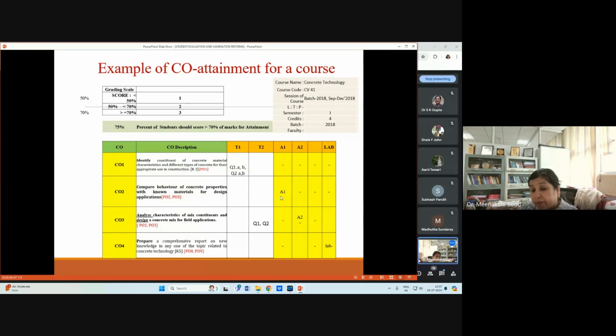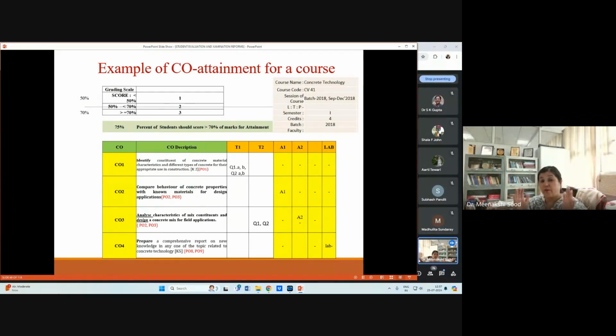An assignment. Third, I want to check whether my student is able to analyze. And analyze means your Bloom's level is now high order. So is he able to analyze the characteristics, and how am I going to check that? By two questions in the mid semester and say one assignment. And then the final is the higher level K5, the evaluation and synthesis part. That will be whether he is able to prepare a report, so I'm taking that by lab.